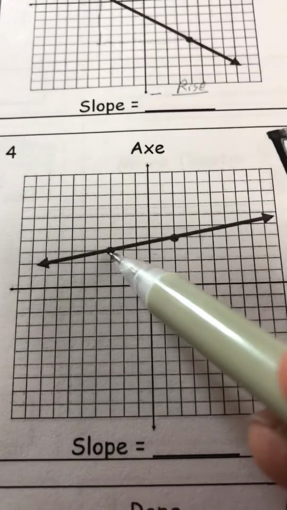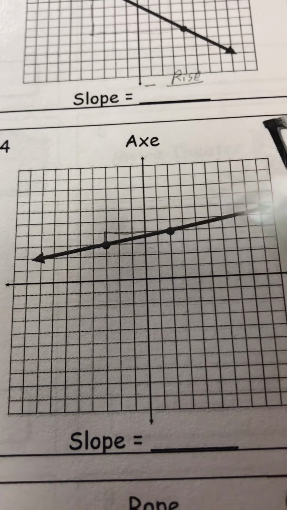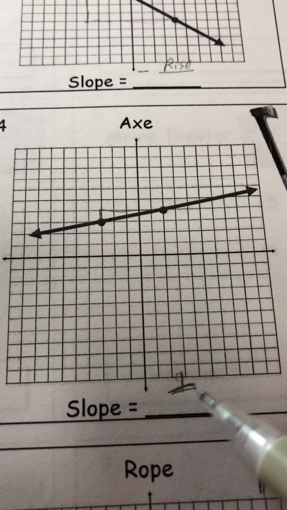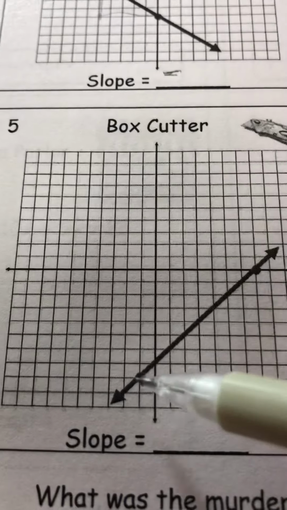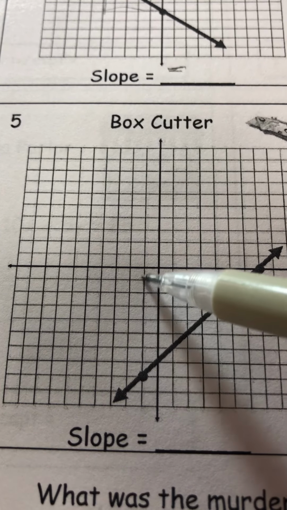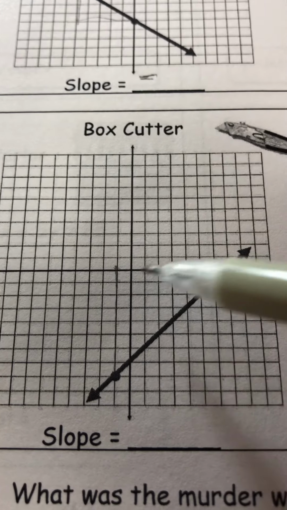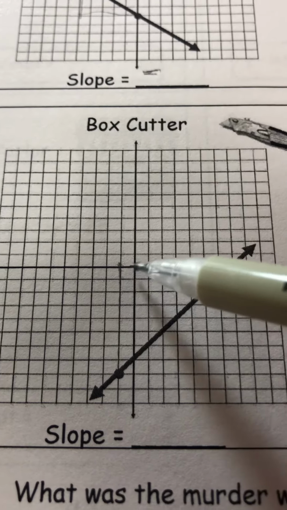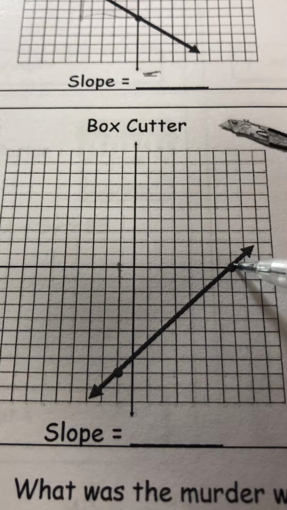This one's positive. It goes up 1 and over how many to get to that point. So it's up how many? 1. So it's going to be 1 over something. So I'll give you half of that one. And then this one for the box cutter. This one goes all the way up to the x-axis. So how many is that up there? And that's going over the number, how many it goes on the run from here, 1, 2, 3. So how many to this point?